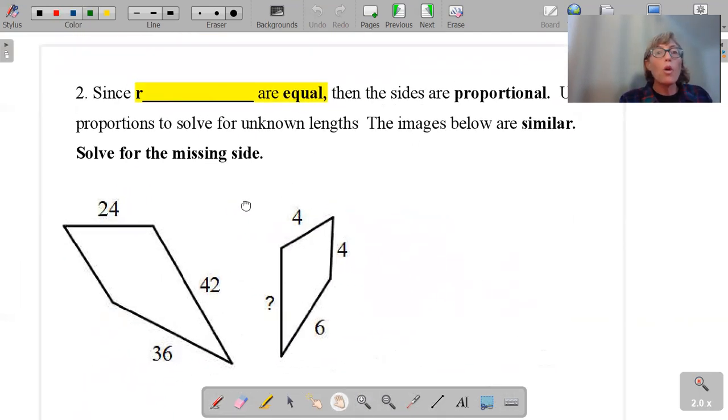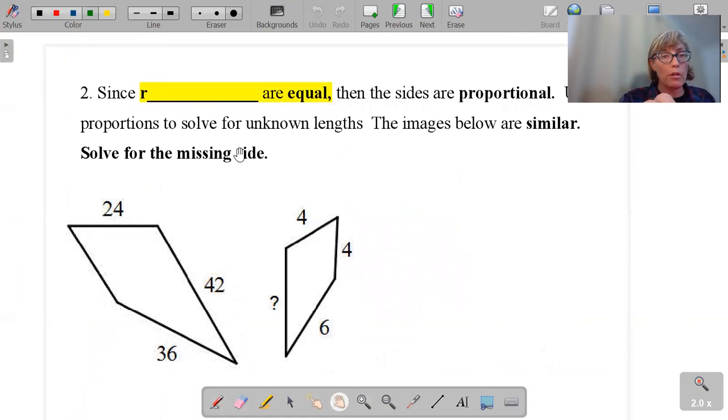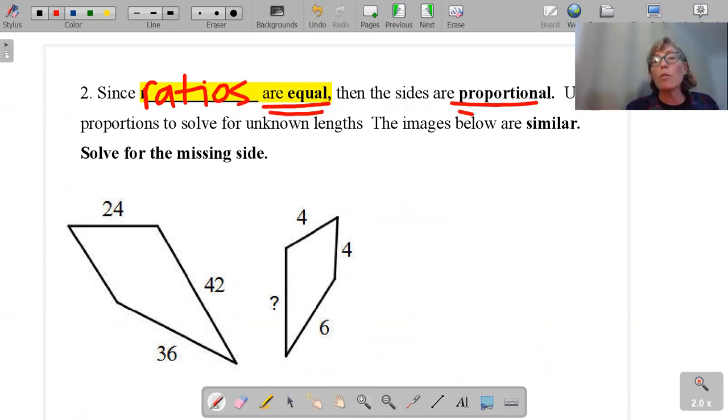Now, when things are similar and you have ratios which are equal, we can then say the sides are proportional. Proportional means you can make one of these. Then once it's established something similar, you can solve using proportions.